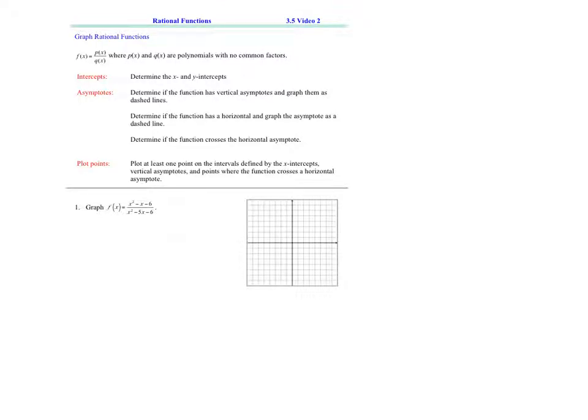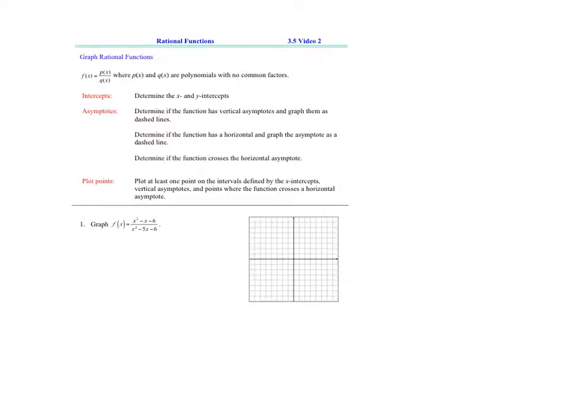In this video, I'm going to show two examples of graphing rational functions. And here's our steps. First, we need to get our intercepts. Then we'll figure out our asymptotes, both the vertical and horizontal, and if there's any touch points. And then we'll plot some extra additional points to get a sense of what that graph looks like.